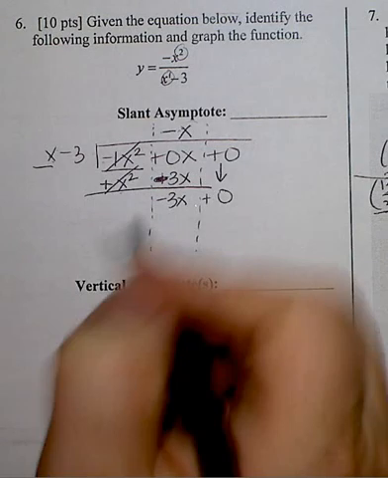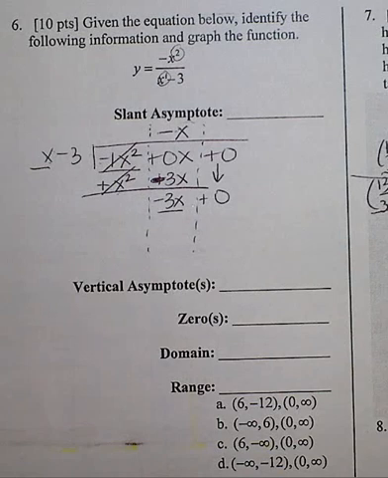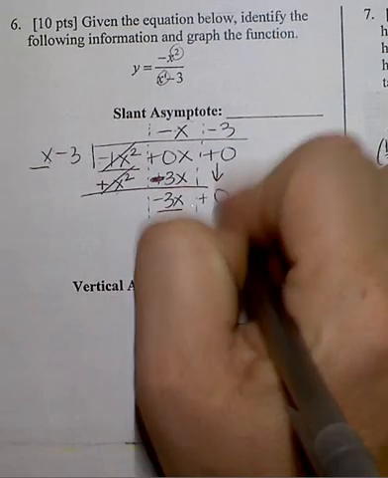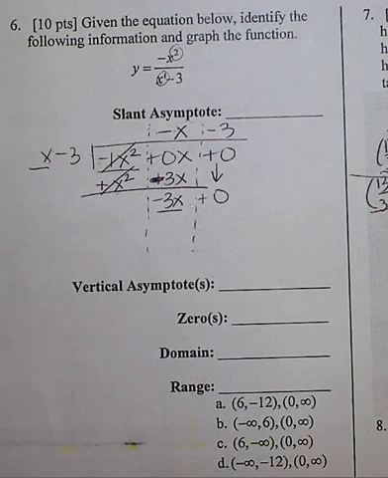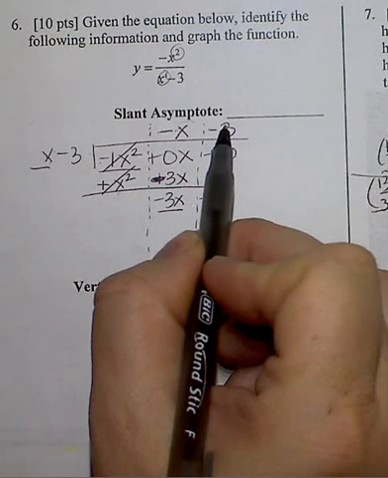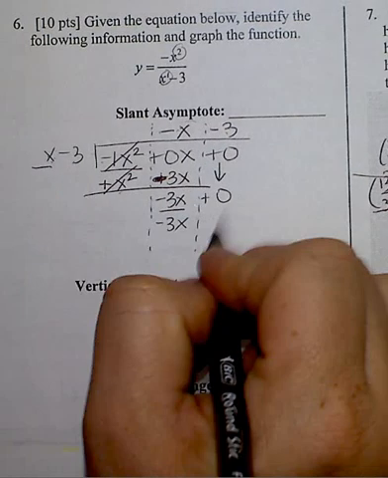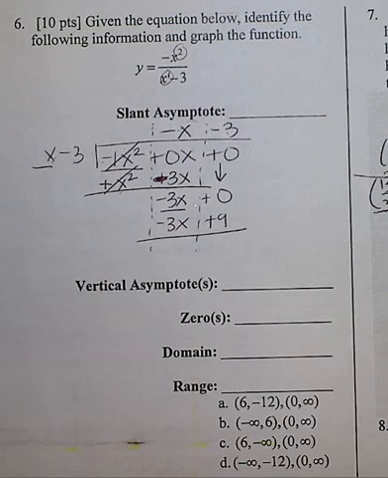Okay, underline the negative 3. X times what equals negative 3x? Negative 3, so put it into the last column that only has the constants. And now I'm going to distribute for step 2. Multiply negative 3x, multiply positive 9. Step 1 and step 2 are done.